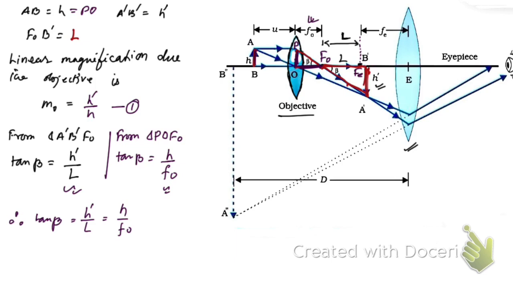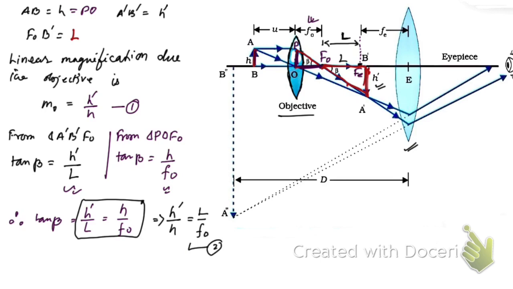So if that is the case, now you see from this relation what we can write? We can write that h dash by h is equal to L by F naught. If you bring this h here and transfer this L to that side, then you can get this equation.